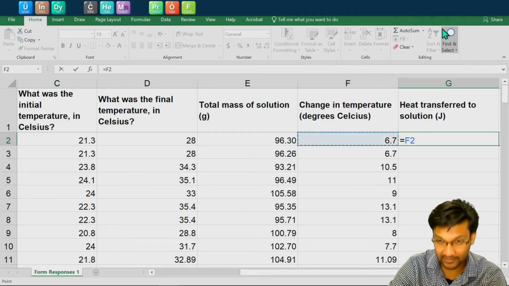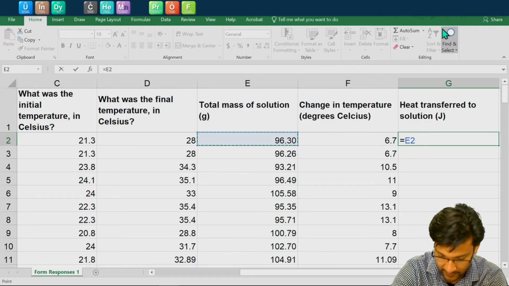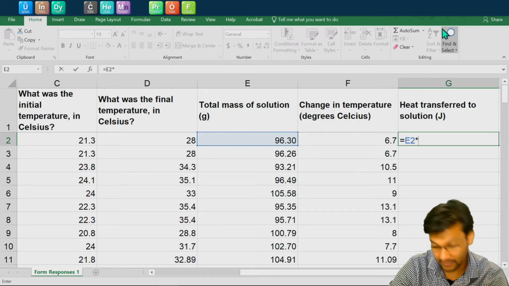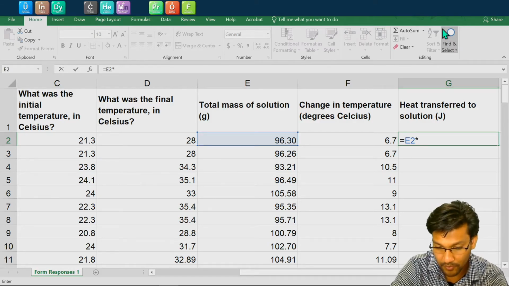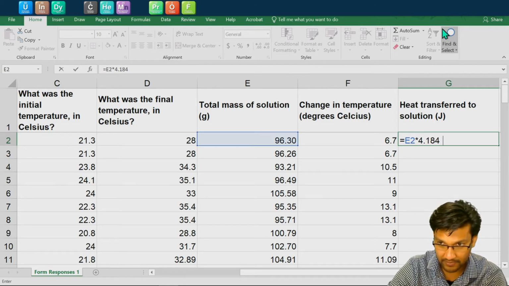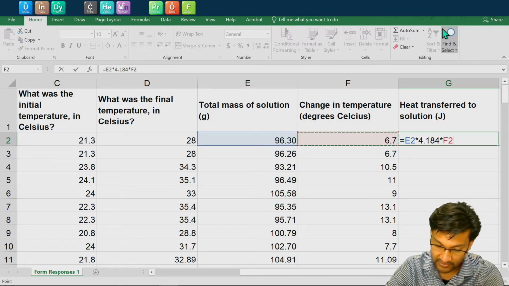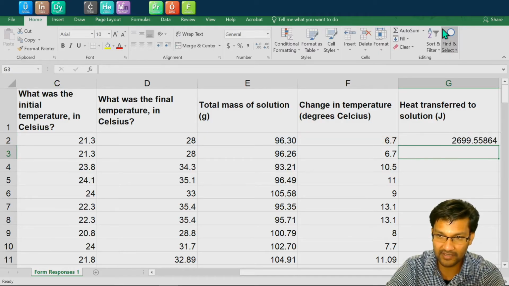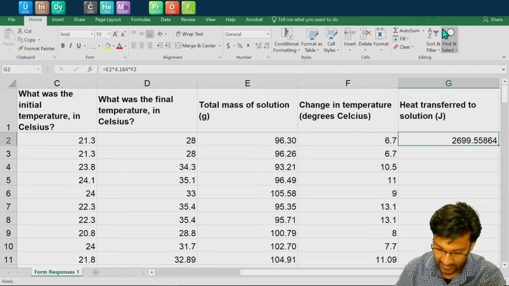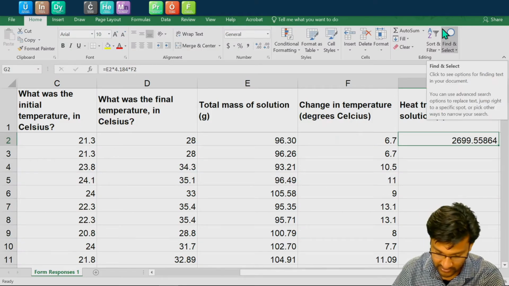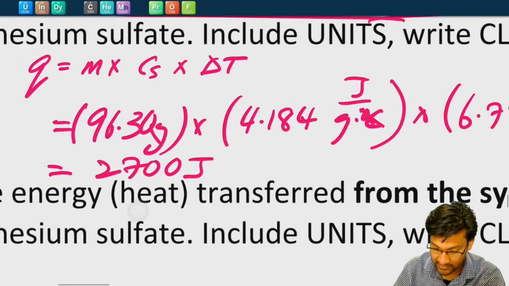So I'll put is equal to the mass. I'll scroll where we calculated the mass, times, right, that's an asterisk. Type in the number 4.184 because that's the specific heat capacity. Again, multiplied by, and I'll scroll left with the left arrow to change in temperature. That's our delta T. I'll press enter. And that's our heat. 2699, which is rounded up to 2700 on my page, so that's correct.